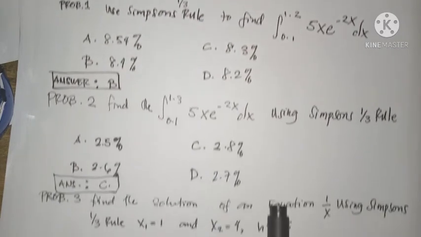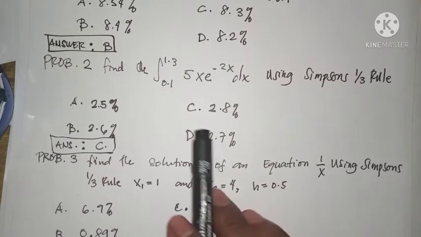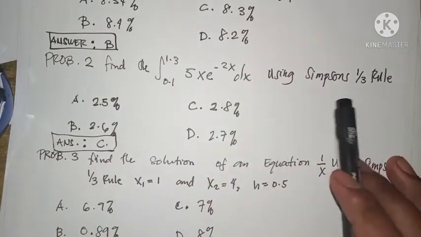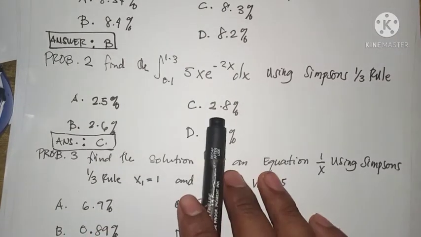And then this is problem 2. Find the integral with an upper limit of 1.3 and a lower limit of 0.1 of 5x e raised to negative 2x using Simpson's one-third rule. So the answer is letter C, 2.8%.